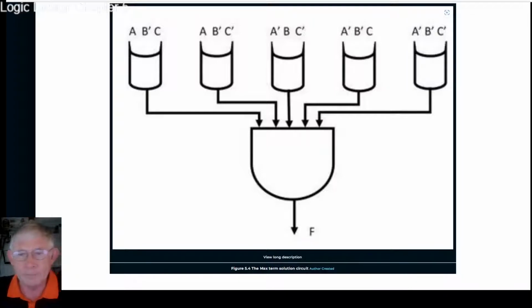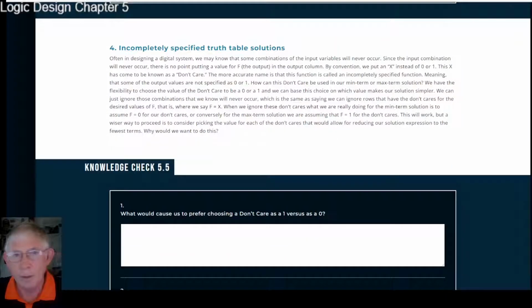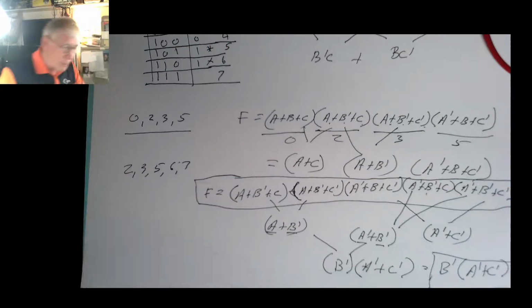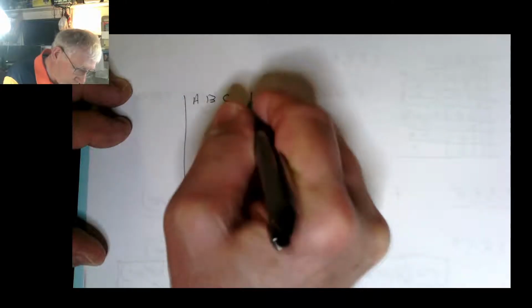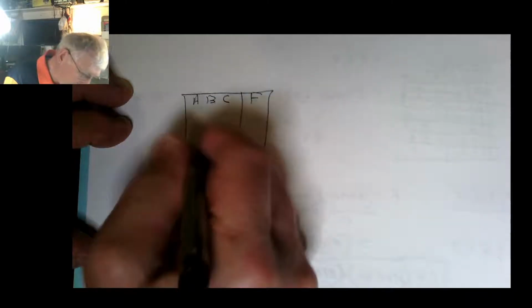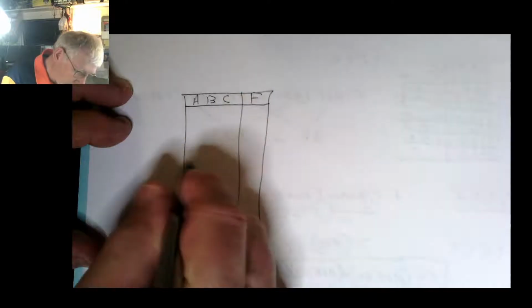Okay, all right. Now I want to talk about incompletely specified truth tables. What is an incompletely specified truth table? For any given truth table, let's do a little drawing here. So again, we'll do one with A, B, C, and we'll have F here. And then we're going to do it like this.